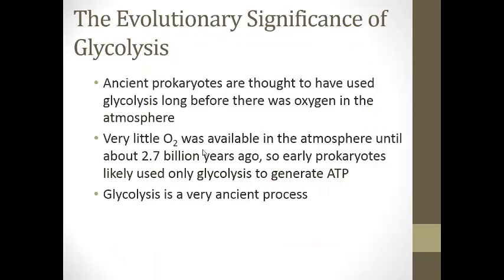Evolutionarily, glycolysis is a really important process. It's the first process ever used to make ATP, to make energy. Life evolved 3.6 billion years ago. Oxygen was only available in the atmosphere about 2.7 billion years ago. So during that period of time, from 3.6 billion years ago to 2.7 billion years ago, these simple prokaryotic organisms used glycolysis in order to produce ATP. So glycolysis is an extremely ancient process, and the first process used to make energy.